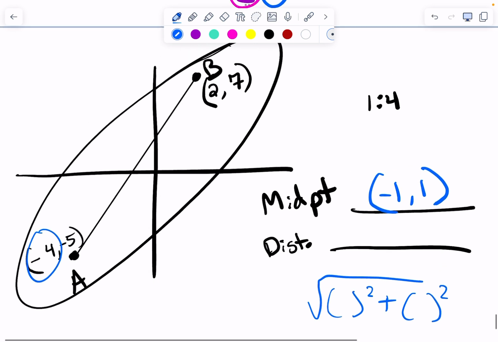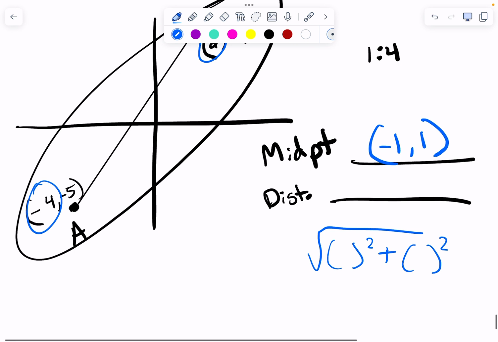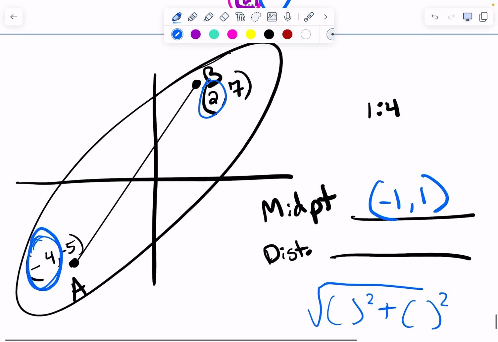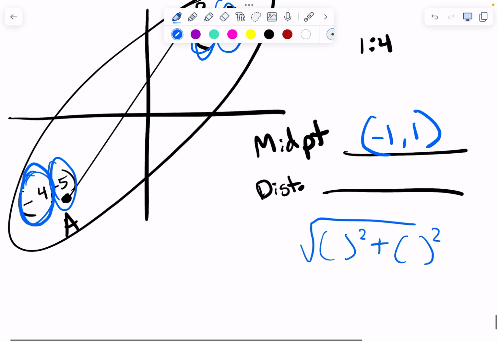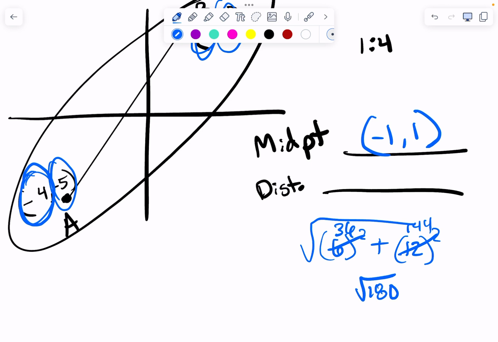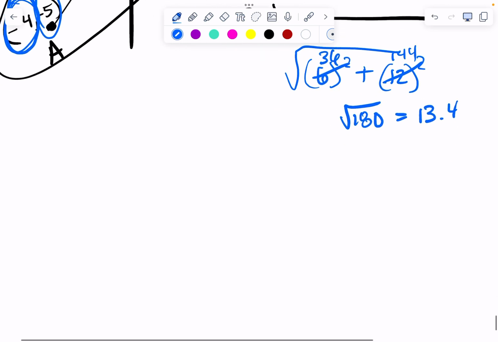Okay. How far apart is -4 and 2? I'll say it again. How far apart is -4 and 2? 6. How far apart is -5 and 7? 12. Okay, so 6 squared and 12 squared. 6 squared is 36, 12 squared is 144. If I add those together, I get the square root of 180, which is 13.4, approximately.